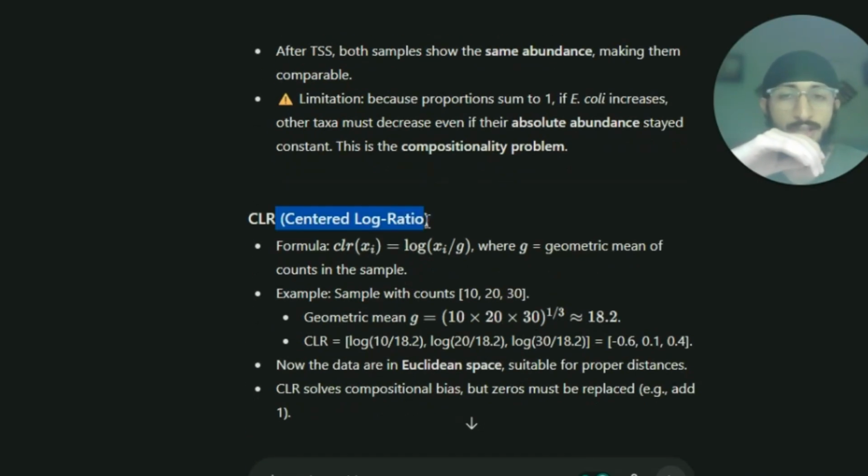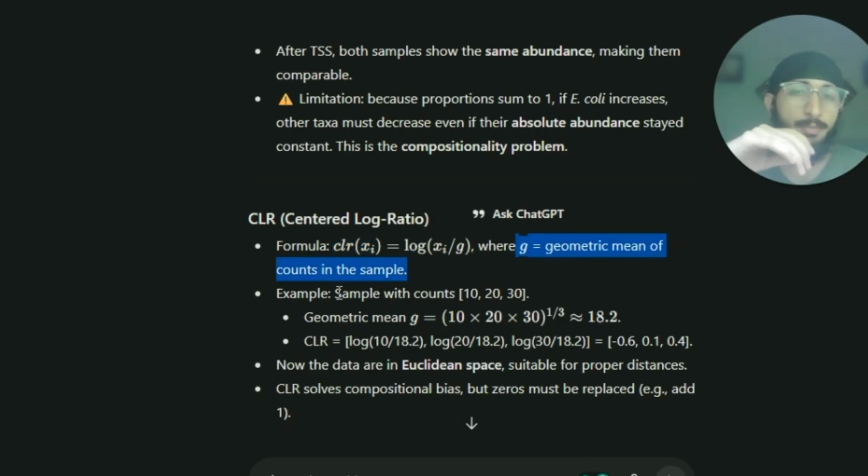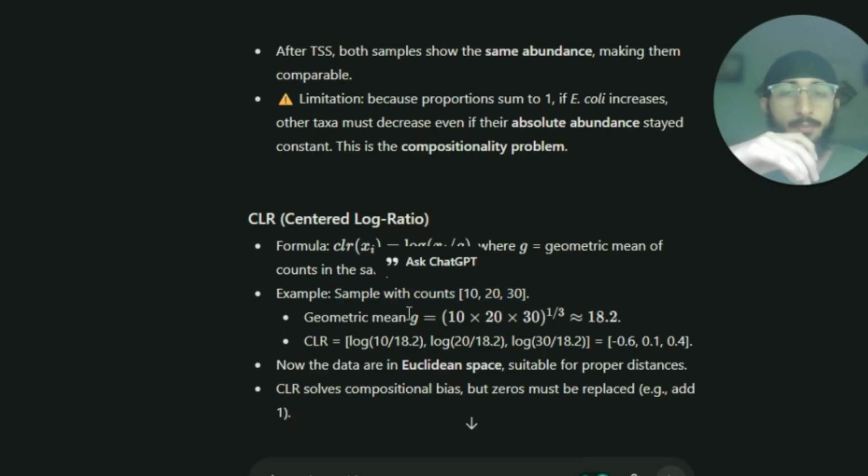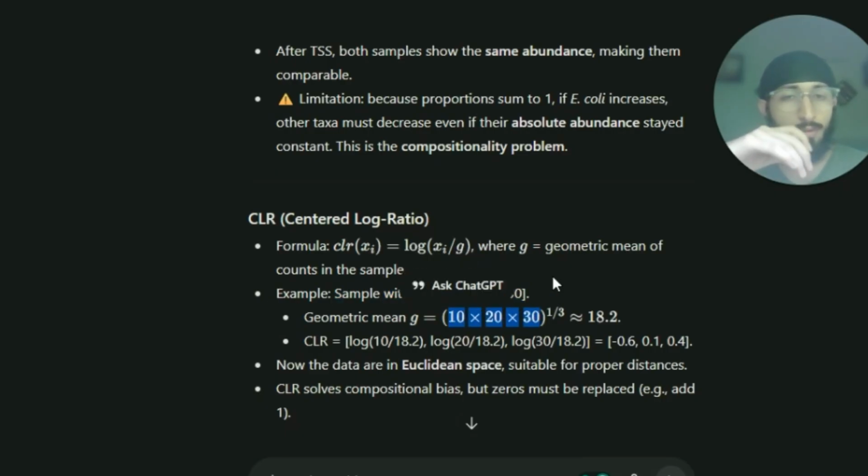Now talking about CLR, which is centered log ratio. The formula is CLR of xi is equal to log of xi upon g, where g is the geometric mean of the counts in the sample. For example, a sample with counts 10, 20 and 30. The geometric mean would be 10 times 20 times 30, and when we multiply, we take the whole to the power 1 by 3. It comes out to be around 18.2.